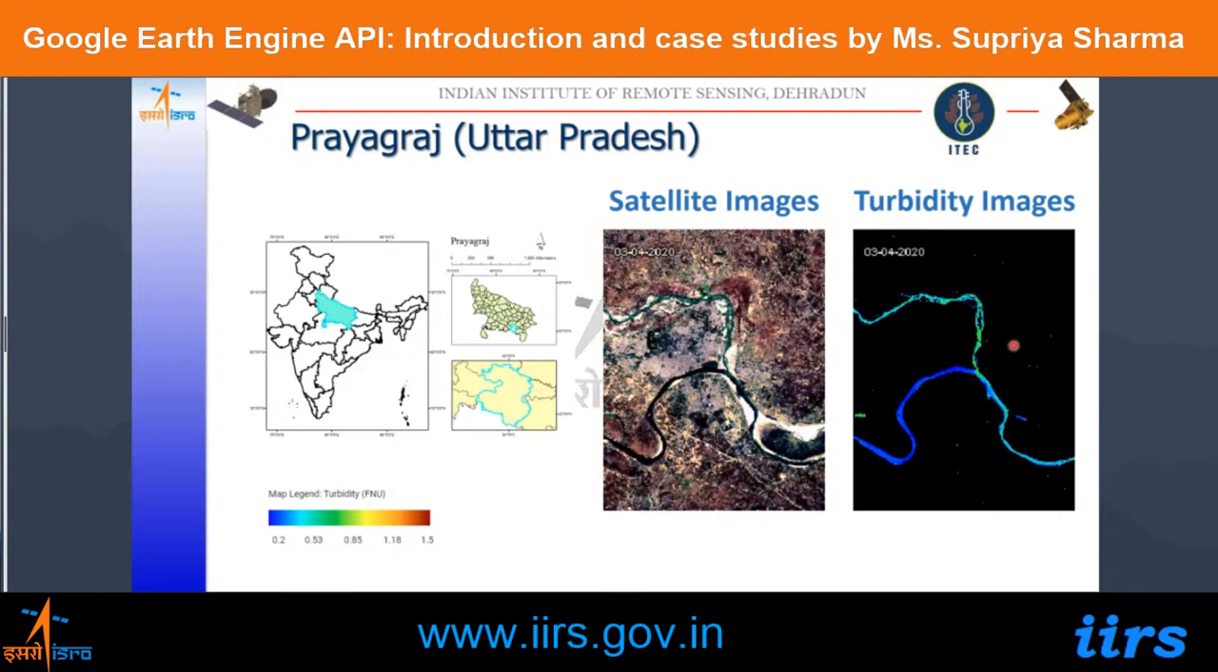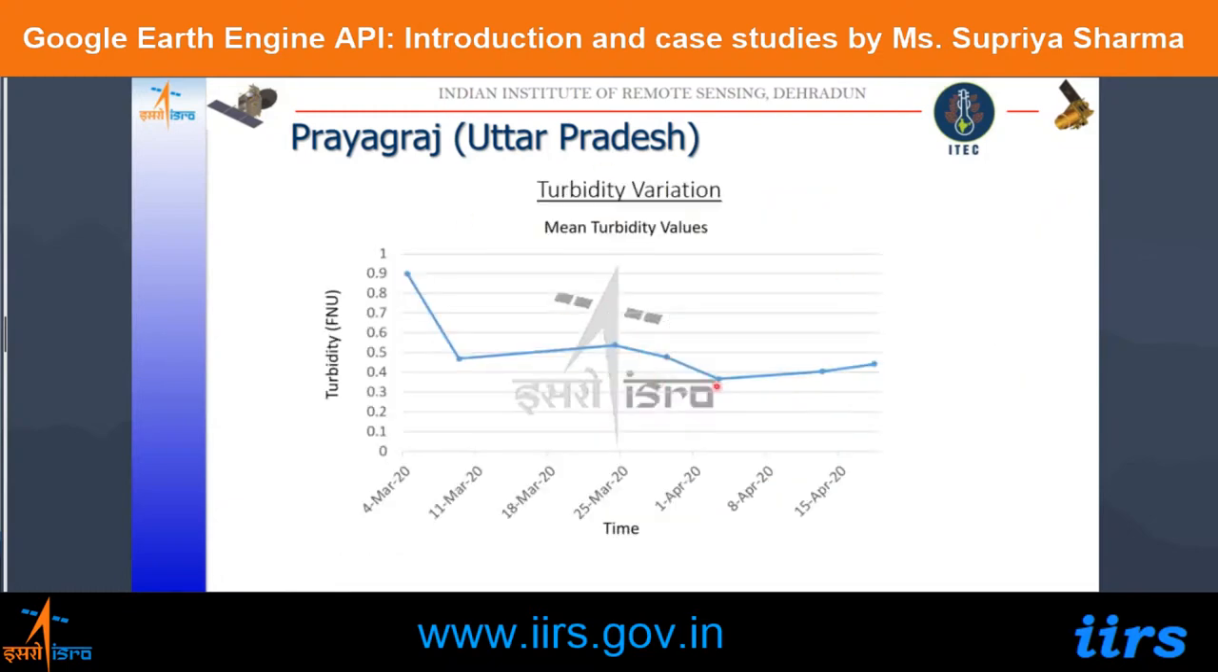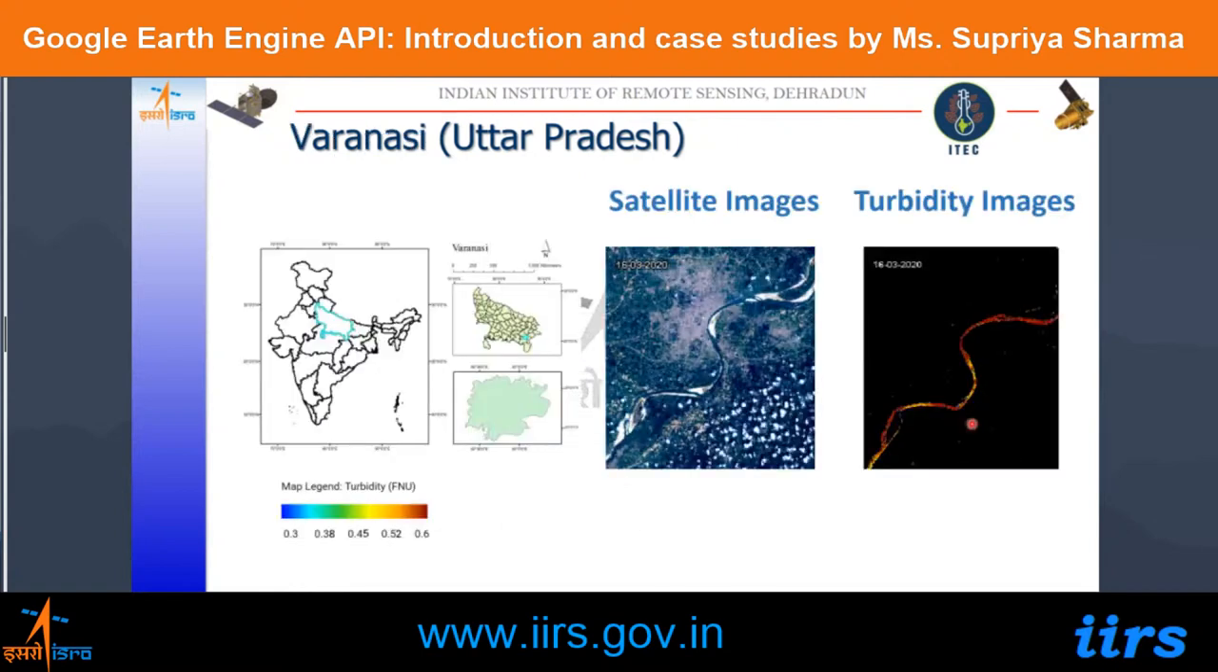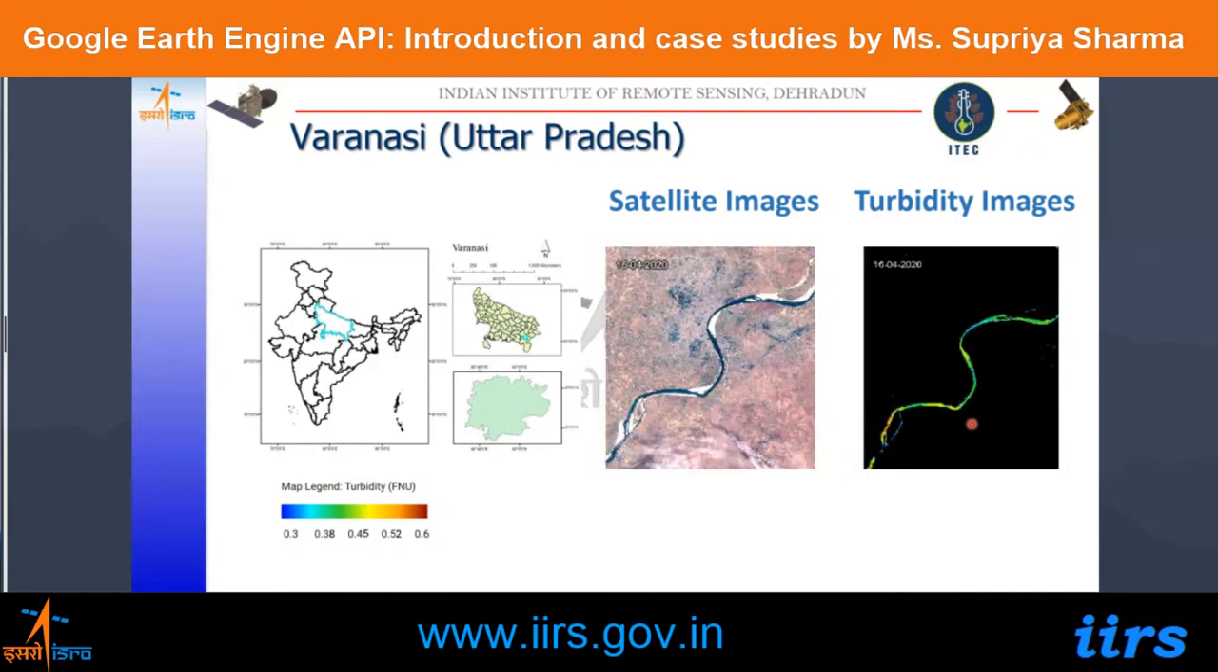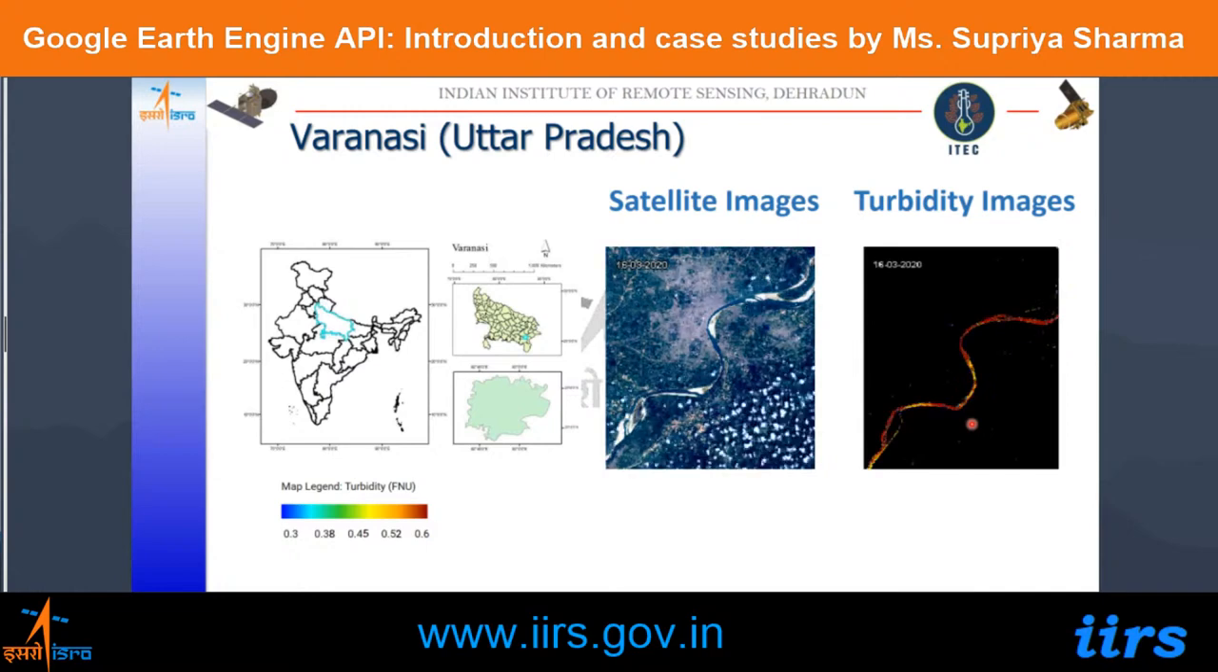And this can also be observed from this chart here, where you can see that on the 3rd of April here, the turbidity values were at their minimum. A similar scenario occurred in the Varanasi region of Uttar Pradesh, where we could observe the same variation in turbidity values during the lockdown that was imposed.